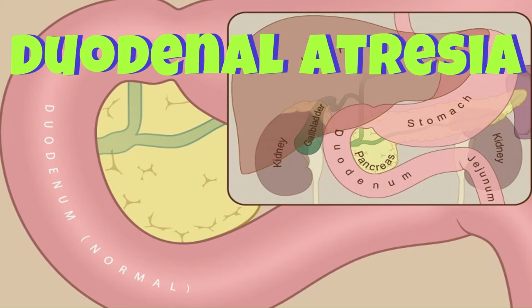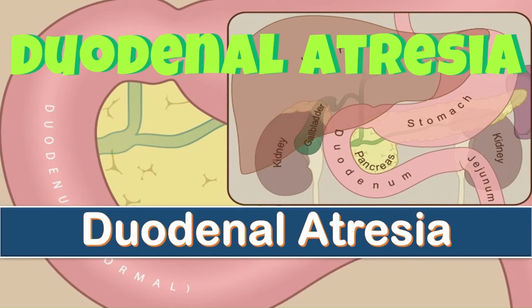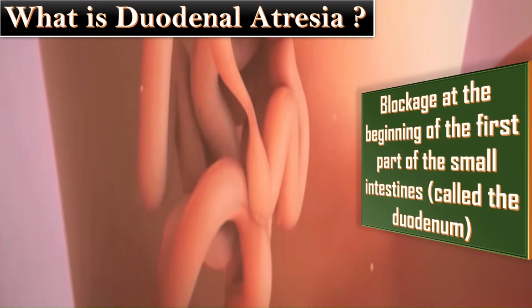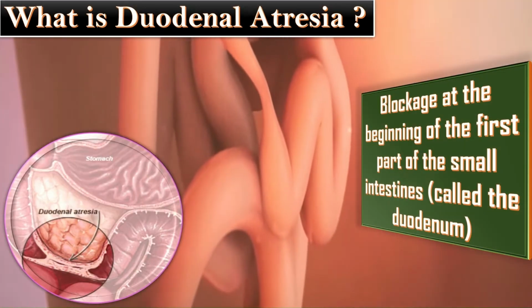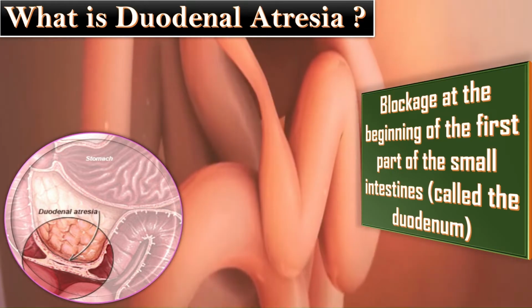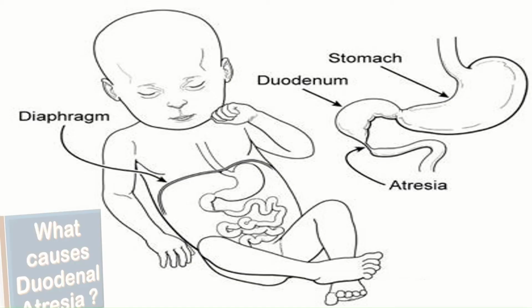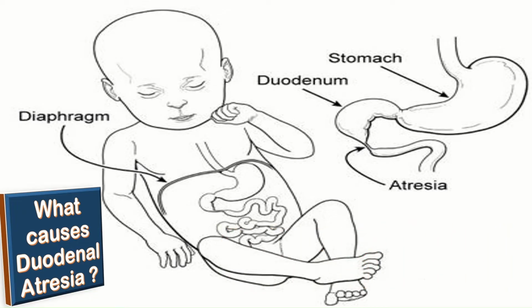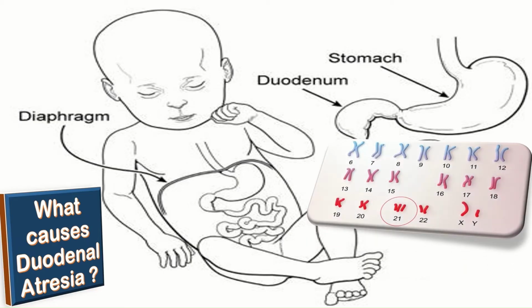So, duodenal atresia is an abnormality in which there is blockage at the beginning of the first part of the small intestine called the duodenum. What causes duodenal atresia? There is no known cause, but it can be associated with other abnormalities. Approximately 1/3 of the babies with duodenal atresia will have a chromosomal abnormality known as Down syndrome, also called trisomy 21.